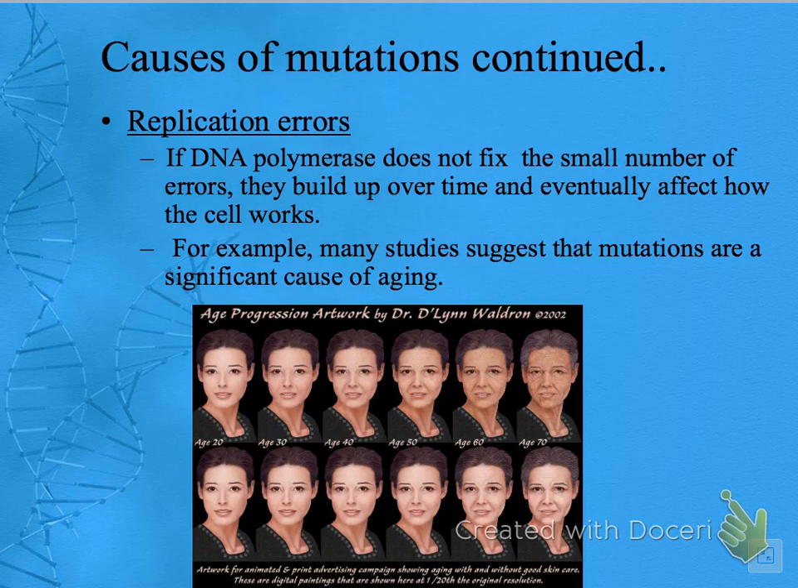They build up over time, and eventually they will affect how the cell works, and if each cell in the body is doing that, the entire organism will start to function differently. For example, a bunch of different studies suggest that mutations are the main cause behind why people age.